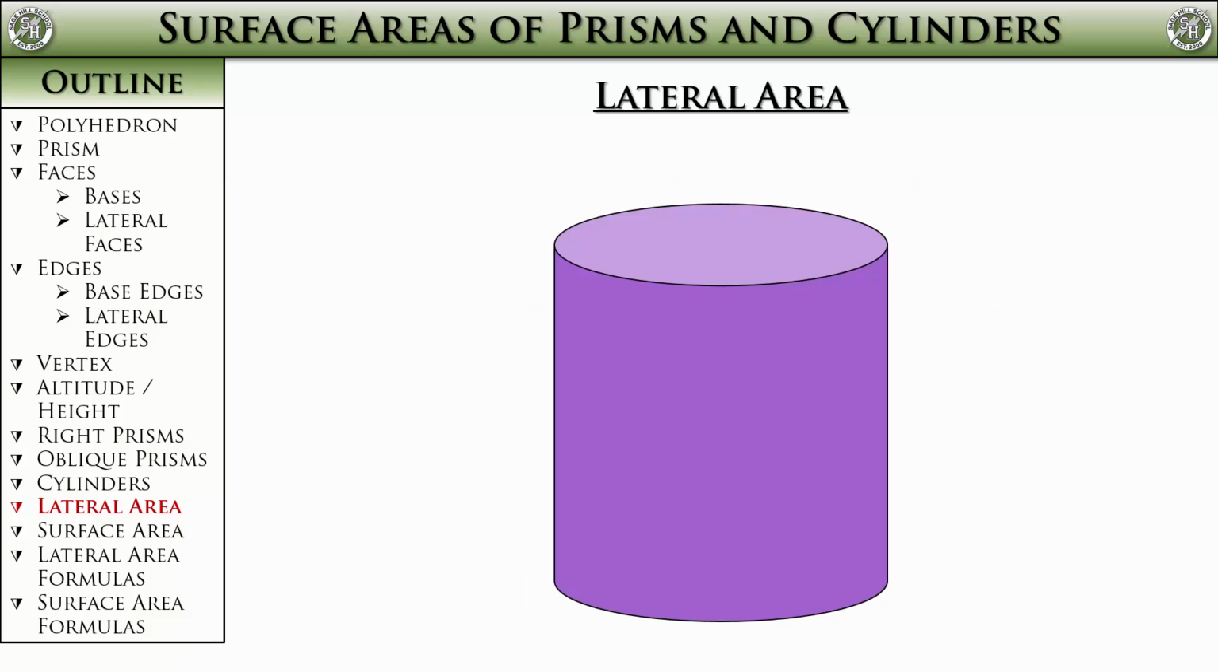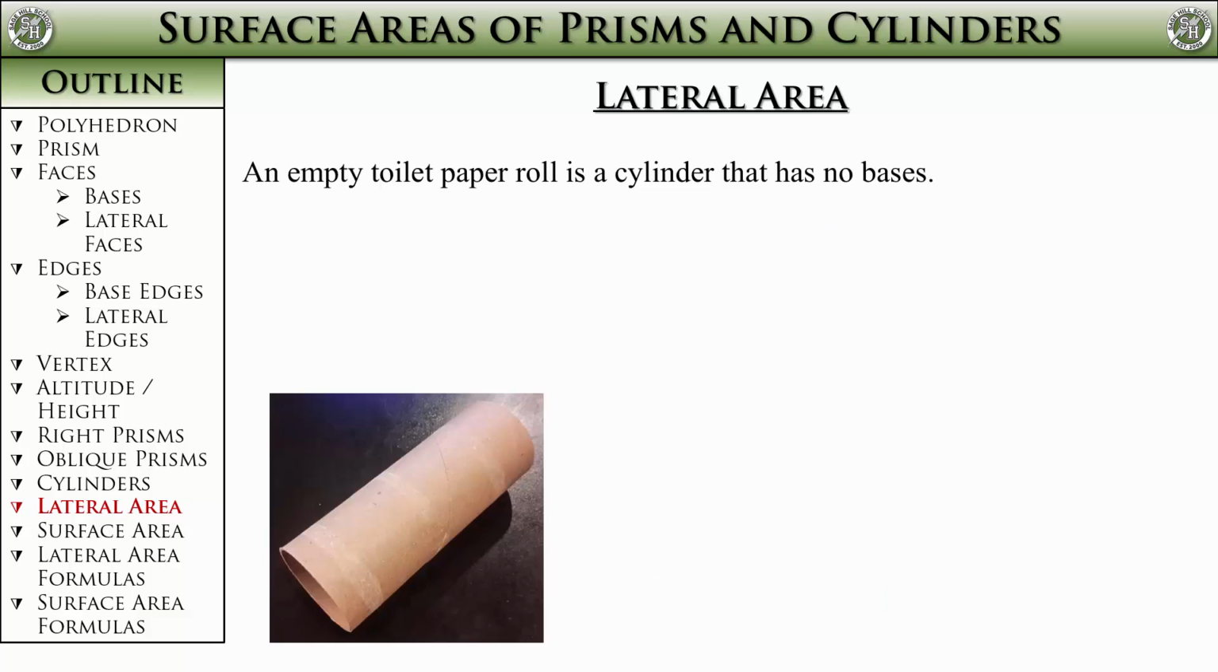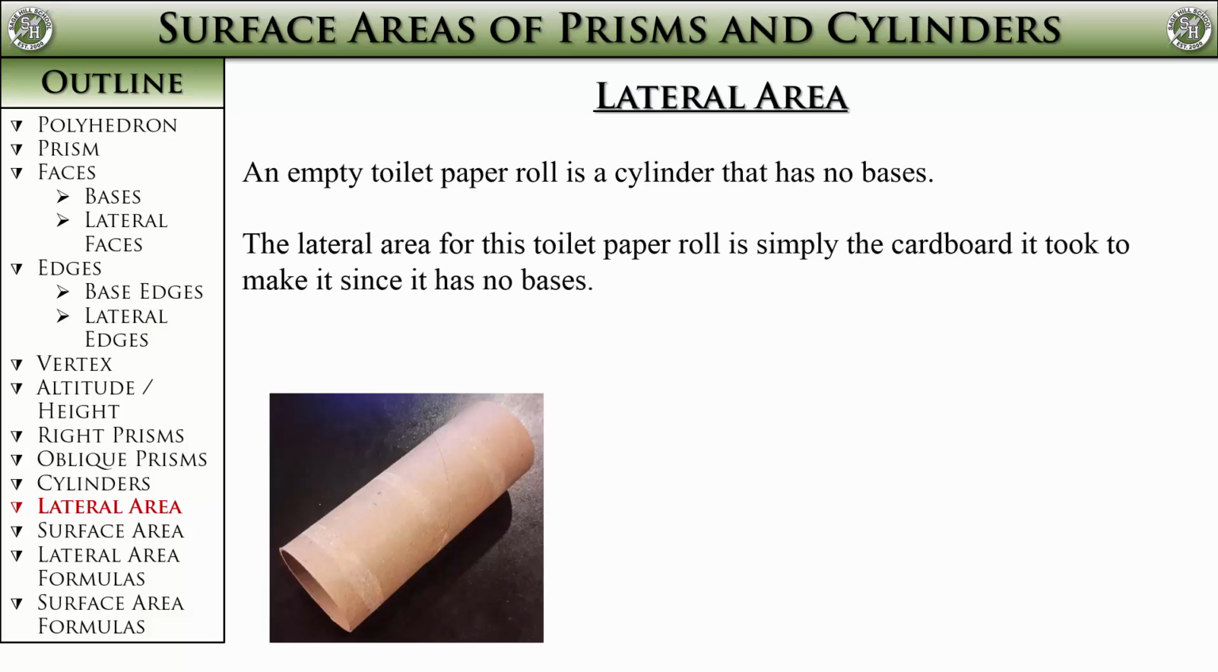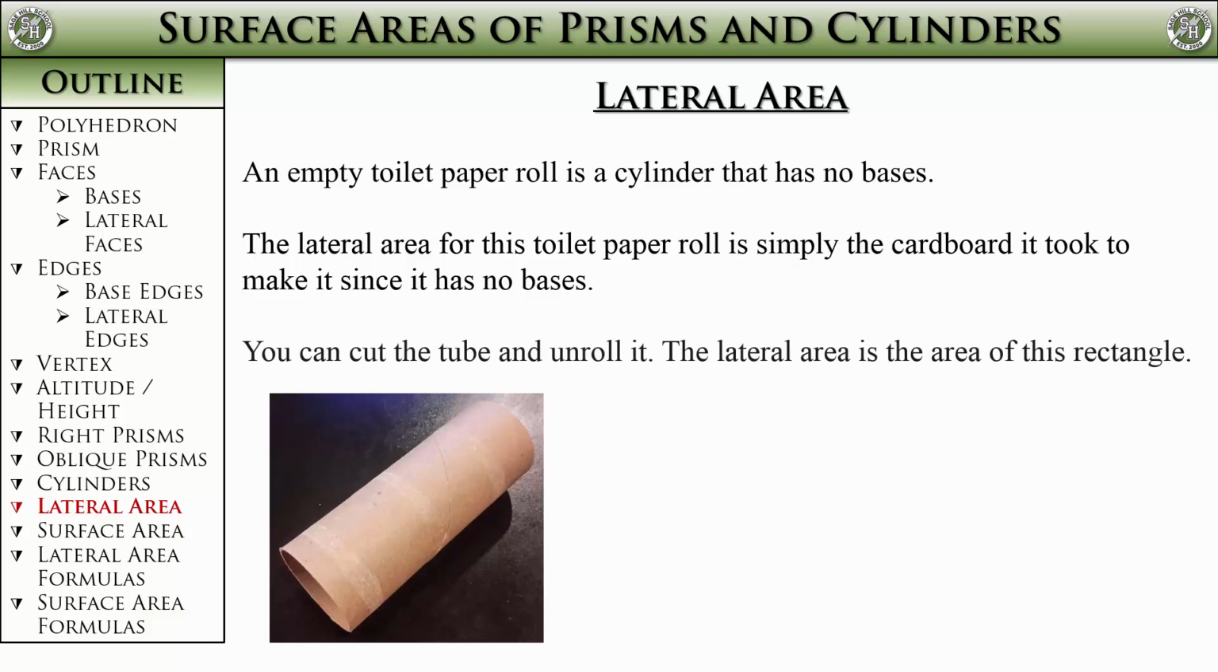For a cylinder, the lateral area is also the area of the whole shape except you leave the bases out. You can visualize it with this cylinder, but I bet you have seen a cylinder where you are missing the bases. How about an empty toilet paper roll? That's a cylinder you have likely seen that has no bases. The lateral area for this roll is simply the cardboard it took to make it. In fact, if you want to visualize it even better, you can cut the tube and unroll it.